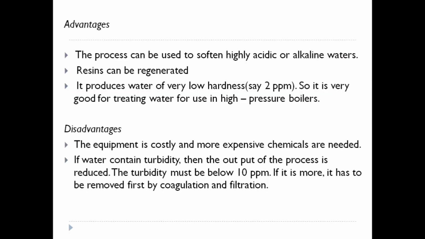all the hardness-causing ions, and this method is known as the water softening method. One advantage of this method is that the process can be used to soften highly acidic or alkaline waters. Another main advantage is that the resins can be regenerated. It also produces water of very low hardness, so we can use this type of water in high pressure boilers, because if the hardness is more, there is a chance of boiler corrosion.